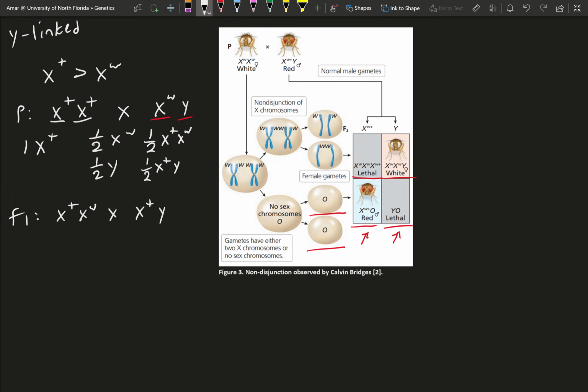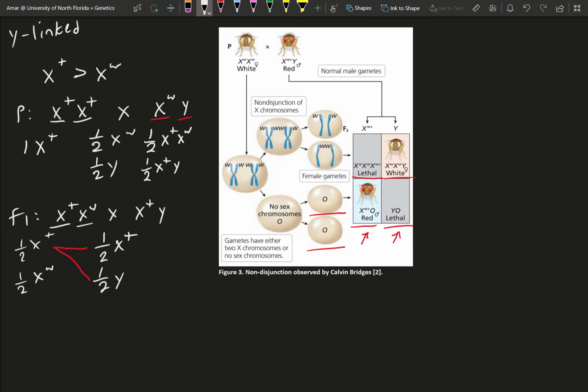We're going to do the exact same protocol. We would have a half chance to get this gamete, and a half chance to get this gamete over here. And then from the male, half and half again. And basically from the male, you're always going to get a half chance to get both of them, because the male is always going to be hemizygous. So if you cross these together now, and if you're not familiar on how to cross these over, I'll quickly show you using the matrix method.